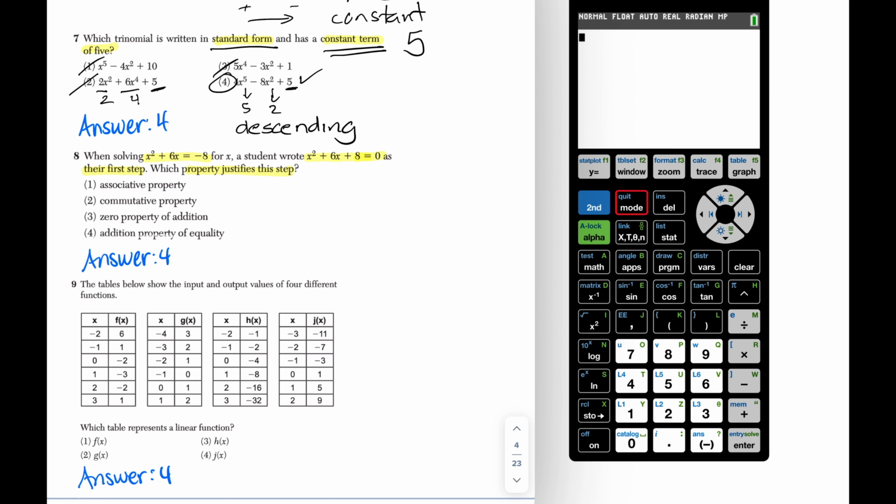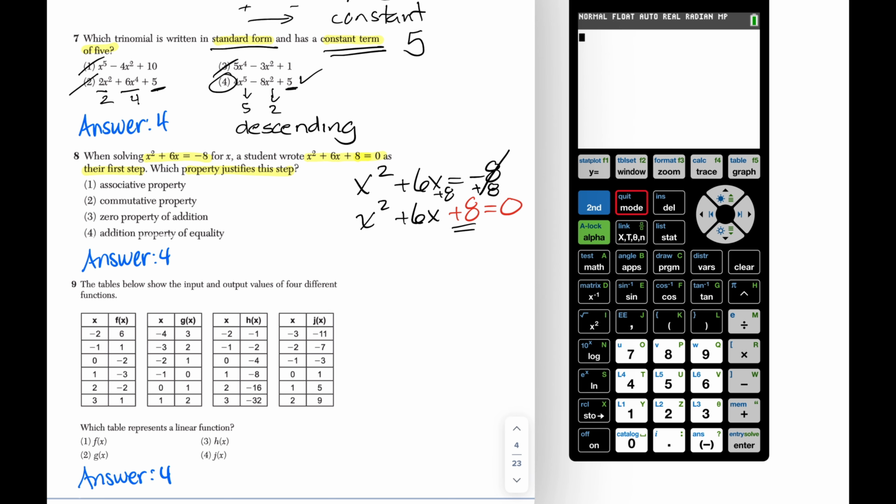So I have to think what's happening here. The kid started with this, x squared plus 6x is equal to negative 8. And then this stays the same, this stays the same, but all of a sudden he has a positive 8 is equal to 0. So what did that kid do? How did he do this? Well, the only way this would happen is if he actually added 8 to both expressions, so that this would give him a 0 pair, and it would leave him with the 8 over here.